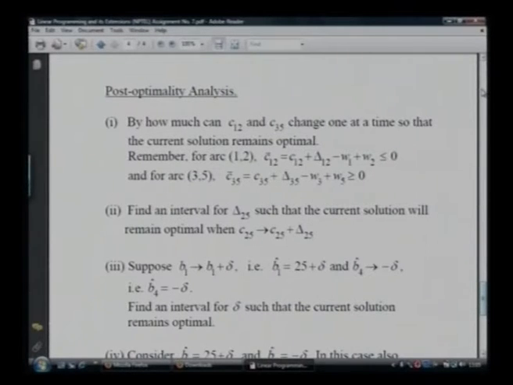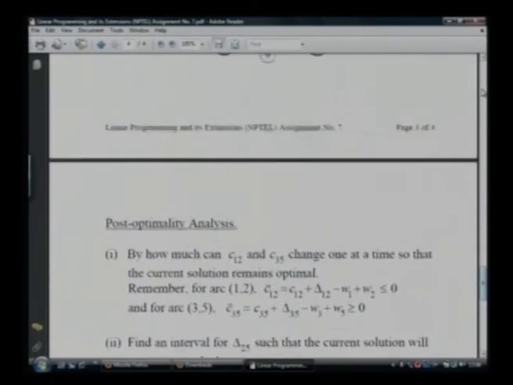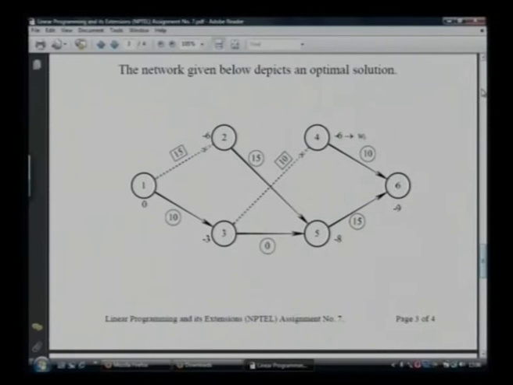By how much can C12 and C35 change one at a time, so that the current solution remains optimal. Now, we will have to go back to the diagram here. 1, 2 is a non-basic arc at its upper bound. So, currently its C12 bar is less than 0, right. And so, I am asking you, by how much can it change, so that the current solution remains optimal.